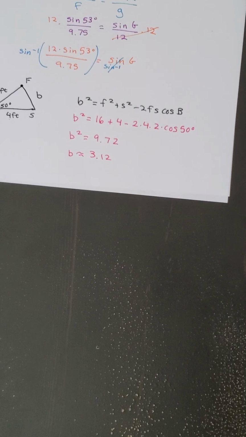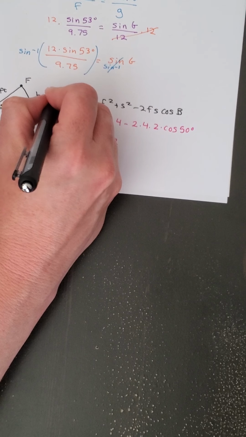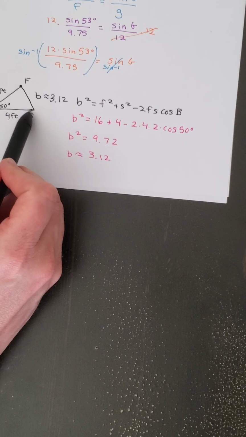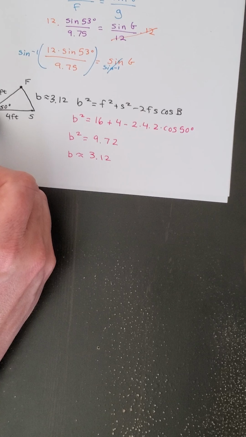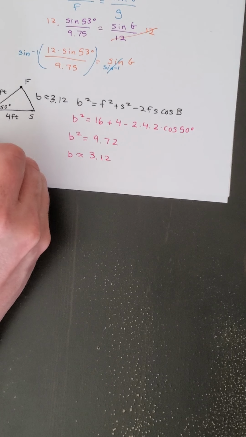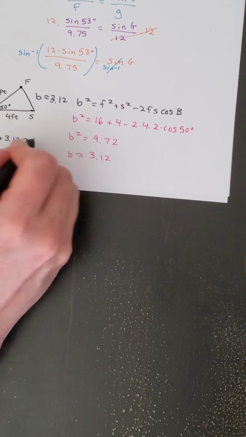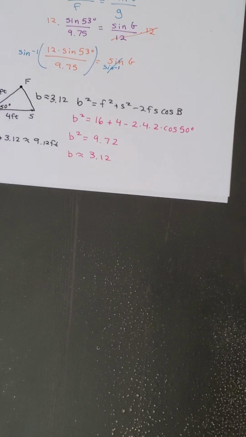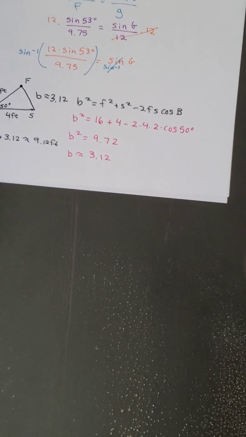Okay, so then it says how far does the bee travel? If he travels all the way from the sundial to the birdbath to the flagpole and then back, that would be 4 feet plus 2 feet plus 3.12, which is about 6, 7, 8, 9, 9.12 feet. So it would be C. All right, moving along. Let's try number 4.